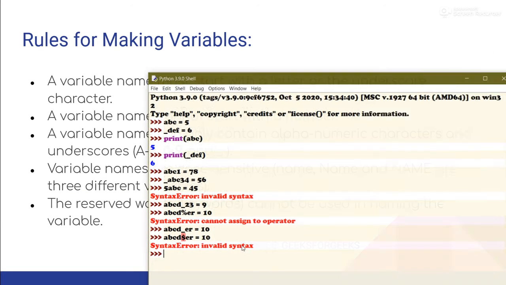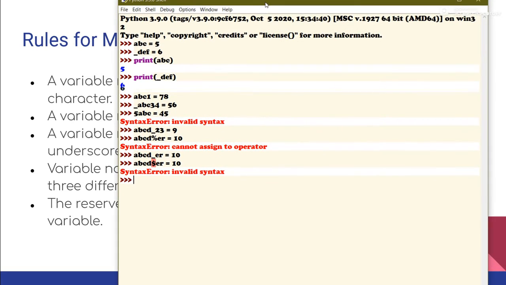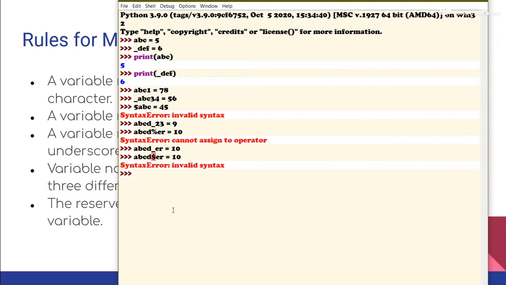So let's just show this to you. Let's say I made a variable name ABCD is equal to 10, and let's say I tried to print ABCD. So we got 10 as expected. But what if I tried to print ABCD written in all capitals?